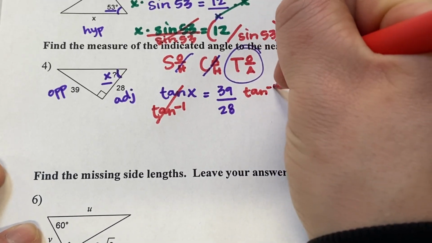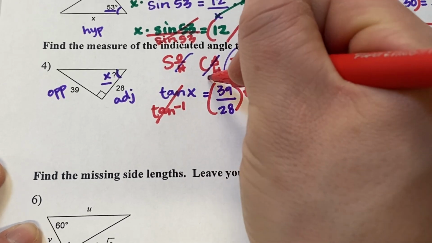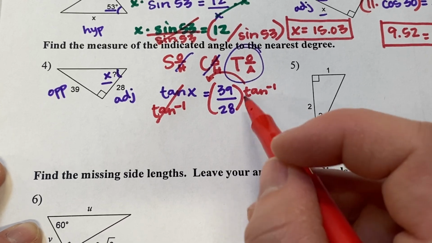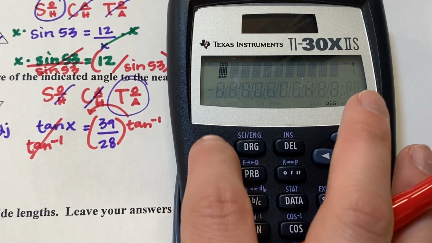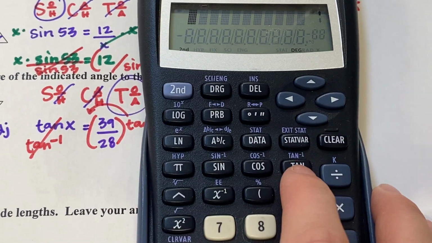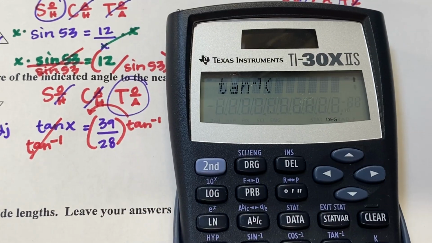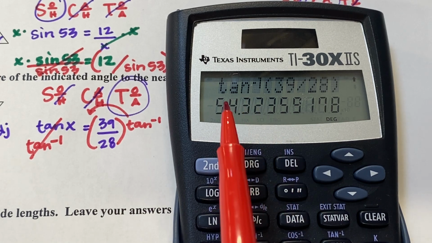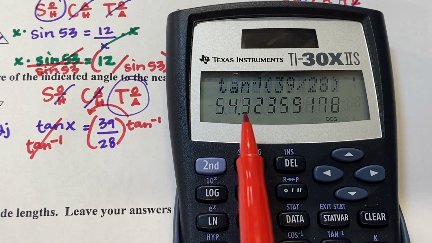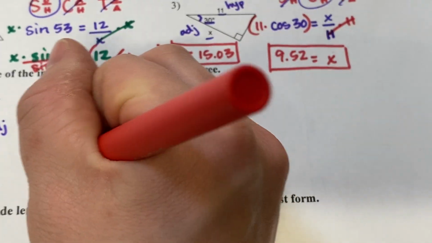So in your calculator, you're going to do the inverse tangent, and I wrote it in the back. Actually, you're going to type it in the front. The inverse tangent of this fraction. So in my calculator, you're going to want to click second, because you see above the tangent button, it has your little tangent to the negative 1, inverse tangent. So inverse tangent of 39 divided by 28. There's our decimal. Let's practice rounding to 1 decimal place. 54 point, just 1. It's a 2 behind it, so it's not going to round it up. 54.3.